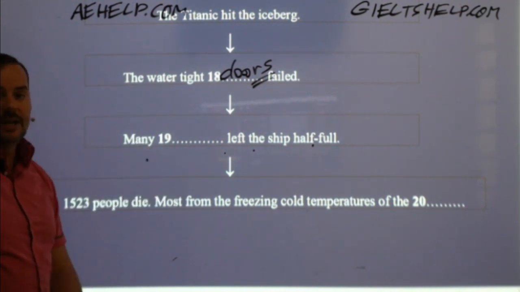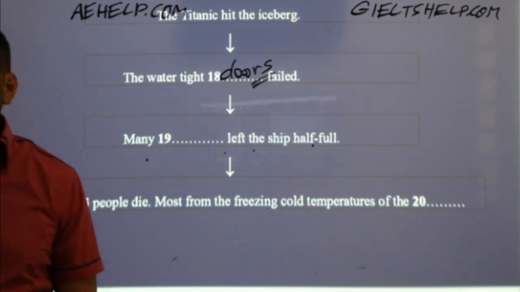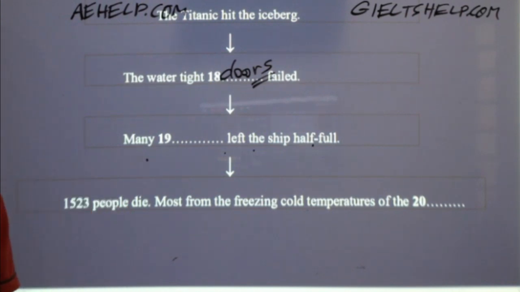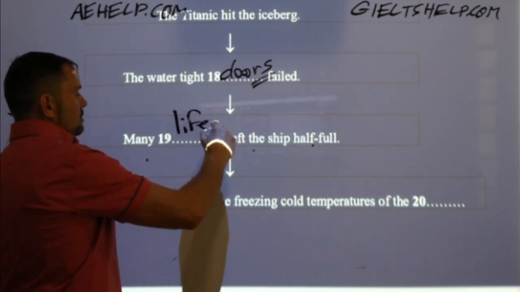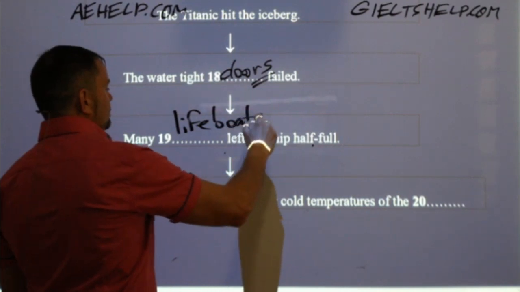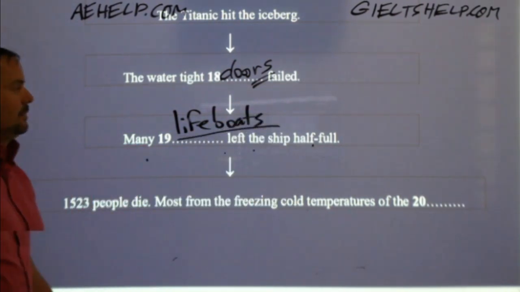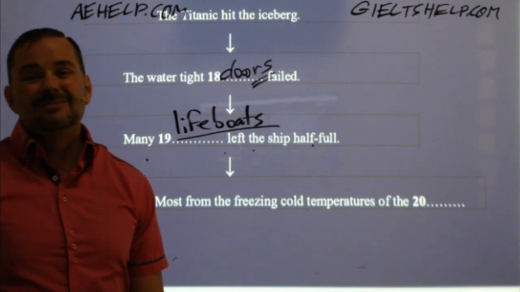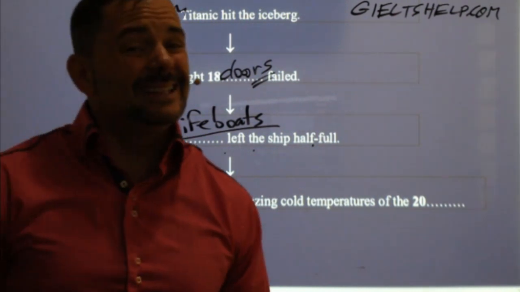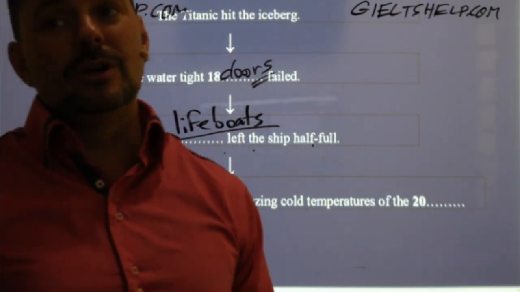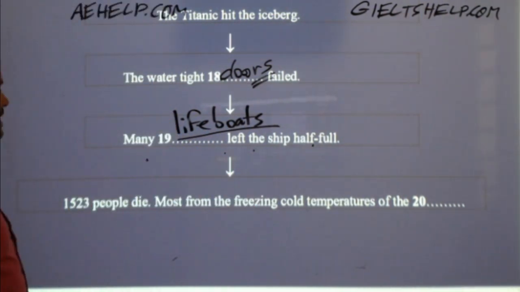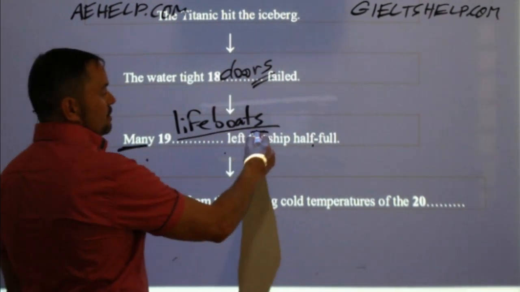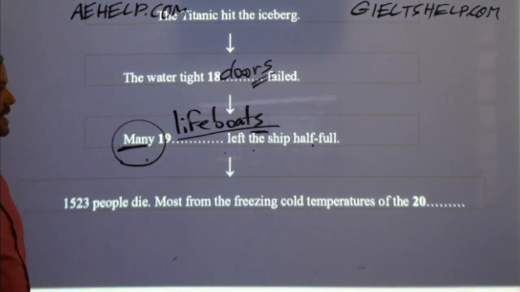So number 19. It's one word. Just one word. Kartik, correct. Pooja, correct. Students, remember this. It's good to know. Lifeboats. One word. Okay. It's kind of a tricky one. I don't think, well, they might give it to you if you write two words, but in fact, it's one word here, lifeboats. And it's many, so it has to be plural. Pay attention to many.